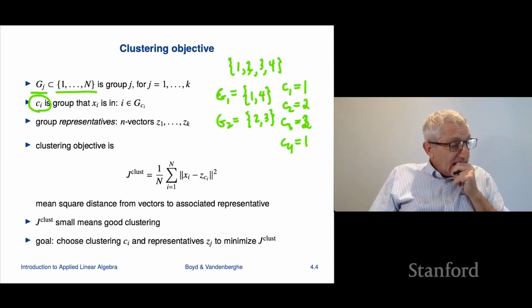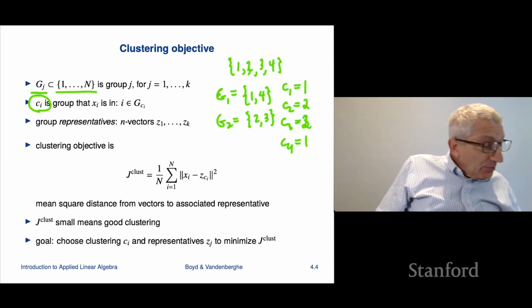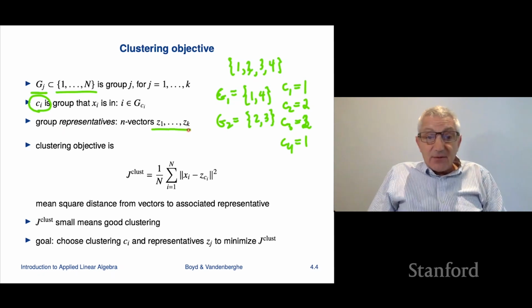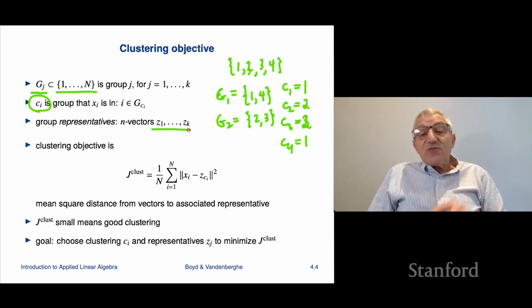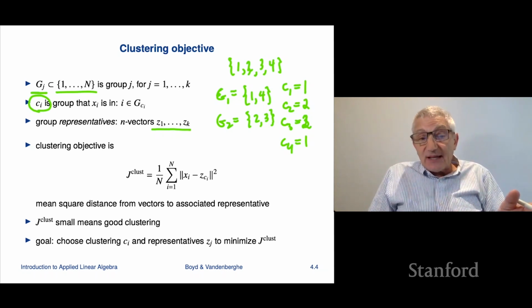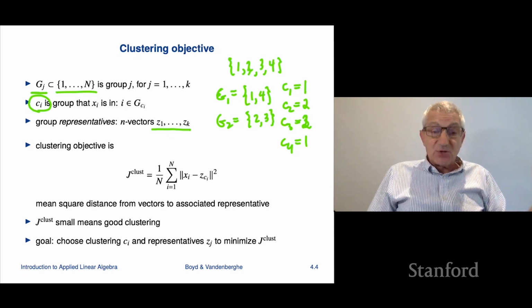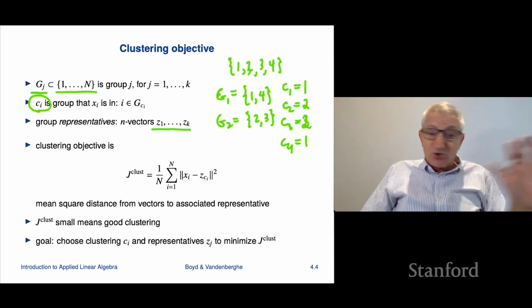Okay, now what we're going to do is we're going to have group representatives. And so these are vectors, Z1 through Zk. Remember, we have K groups, and these vectors don't have to be in our original data. In fact, generally, they are not. They're just arbitrary n vectors, and we're going to call them the group representatives. We're going to later see what they are, and by the way, they're going to be super interesting by themselves. But for now they're just group representatives.